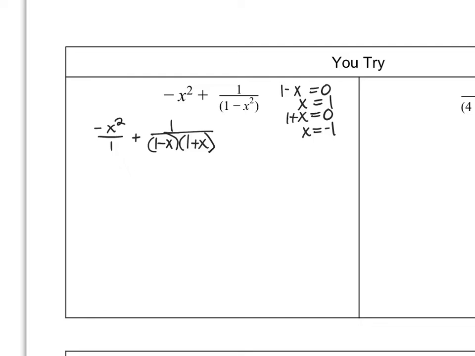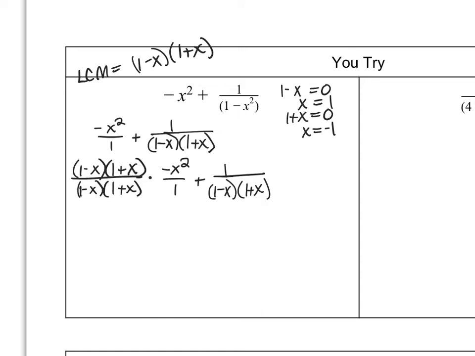So the least common multiple of 1 and the product of 1 minus x and 1 plus x is just going to be 1 minus x times 1 plus x. So just the denominator that we already have on the right side. So on the left, I'll need to multiply both the numerator and the denominator by 1 minus x times 1 plus x. And on the right, I don't need to do anything.